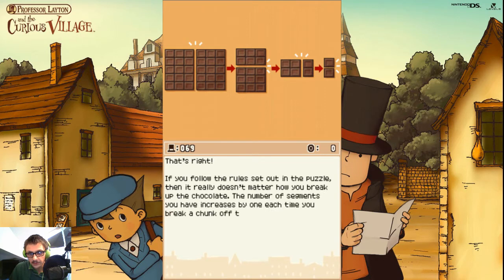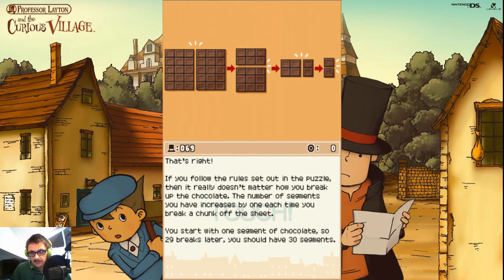That's right, if you follow the rules set out in the puzzle, then it really doesn't matter how you break up the chocolate. The number of segments you have increases by 1 each time you break a chunk of the sheet. You start with 1 segment of chocolate, so 29 breaks later, you should have 30 segments. Makes sense to me.